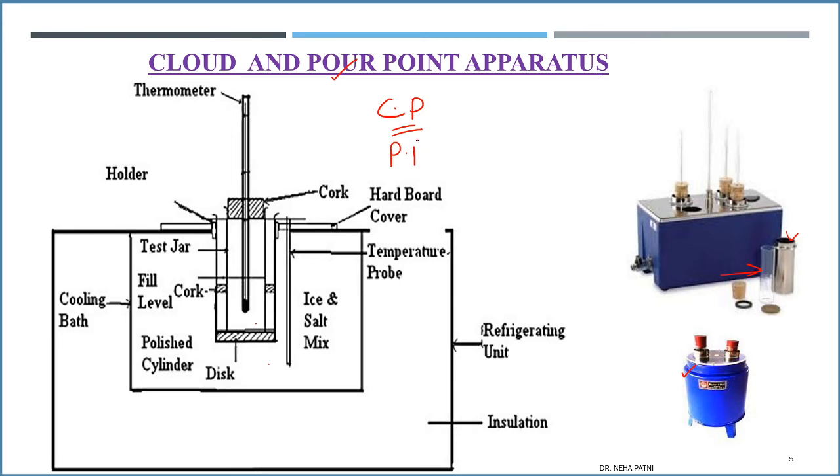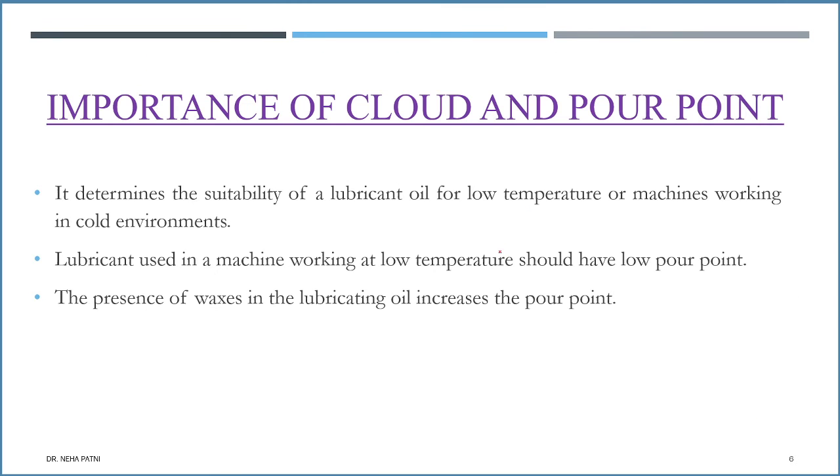So cloud point is the very first time when I observe a cloudiness. Let's say 18 degrees is the temperature. Now you further decrease the temperature to the pour point, where it almost stops pouring. Let's say 11 degrees. So this particular oil will first show its haziness at 18 and it stops pouring at 11. So what is the significance? The significance is that it should be lower than the working range of the machine.